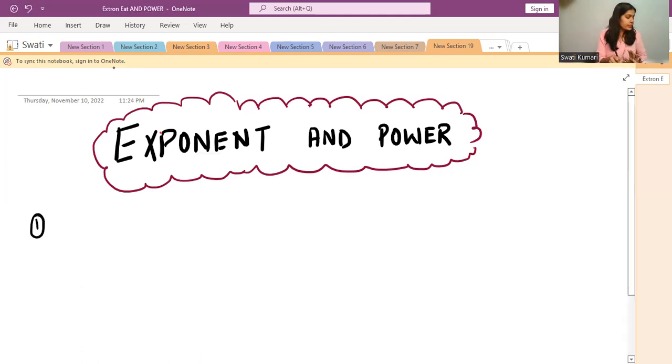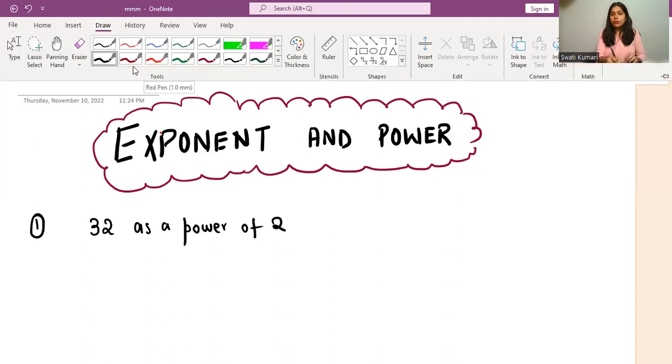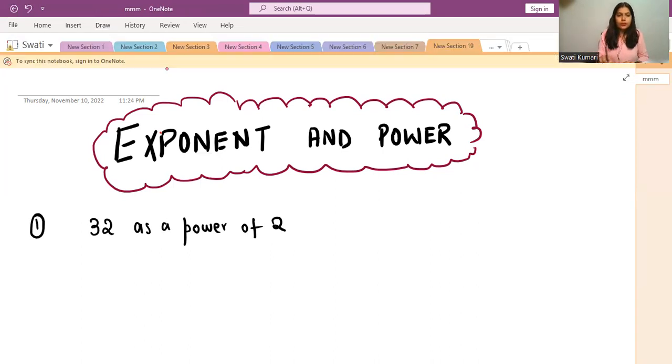The first question is, you have to express 32 as a power of 2. What does that mean? It means that you have to factorize this 32 and write it as 2 raised to power something. So let's do this question.